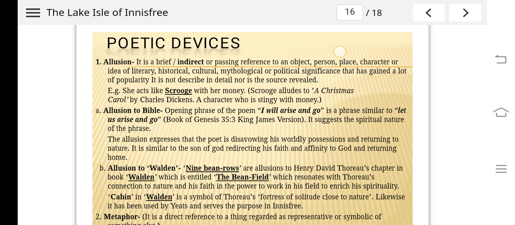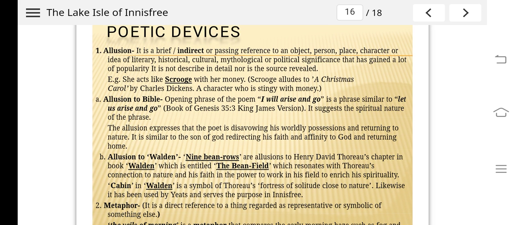Now, the poetic devices used in this poem. First is allusion. It is a brief, indirect, or passing reference to an object, person, place, character, or idea of literary, historical, cultural, mythological, or political significance that has gained a lot of popularity. It is not described in detail, nor is the source revealed. For example, you can say, she acts like Scrooge with the money. Scrooge alludes to A Christmas Carol by Charles Dickens, a character who is stingy with money.